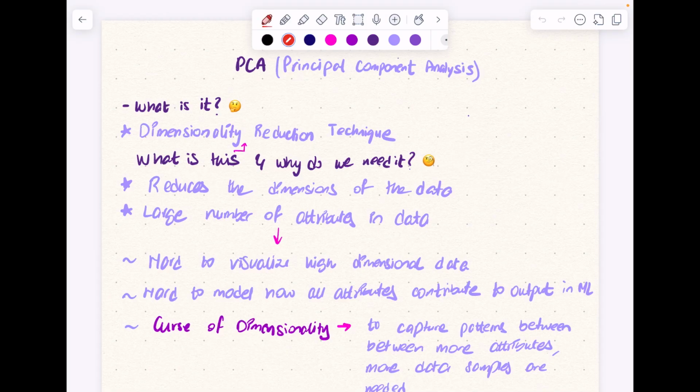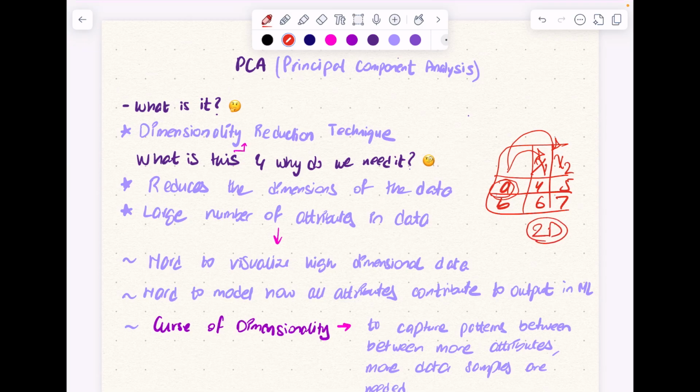When talking about dimensions, imagine something like a spreadsheet. Okay, so you have x1 and x2. These are like your two attributes. And you have a and b with some values like this. So each data point here is being described by two values, two attributes, and thus we say that this is a two-dimensional data. But data in real life is not always as simple as this.